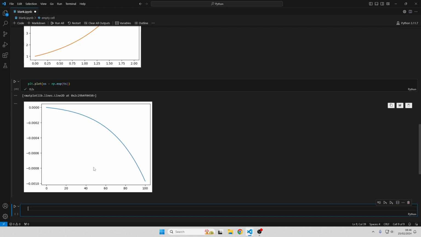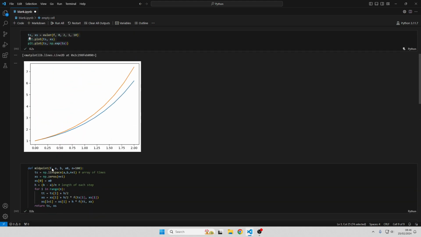If we plot out the error rather than plotting the two graphs together, you can see you've got an error around 10 to the minus 3. So it's still not brilliant, but certainly better than with the Euler method.